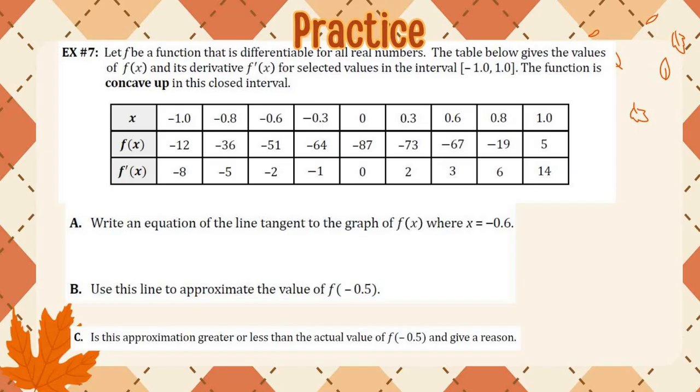Alright. So it says let f be the function that is differentiable for all real numbers. The table below gives the values of f of x and its derivative f prime of x for selected values in the interval -1 to 1. The function is concave up on this closed interval. Write an equation of the tangent line of the graph where x equals -0.6. Okay, what do we think?